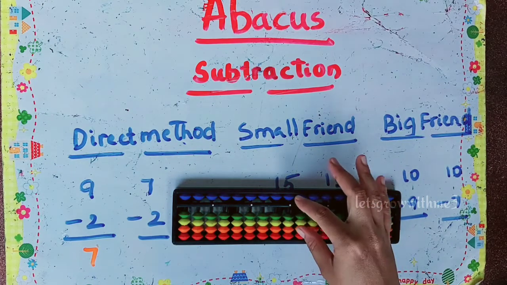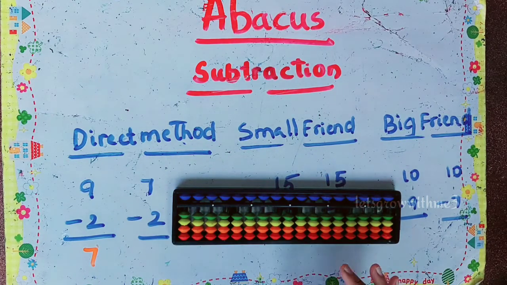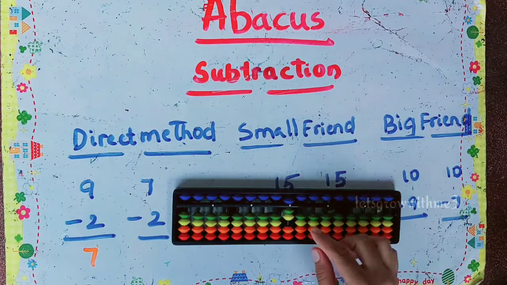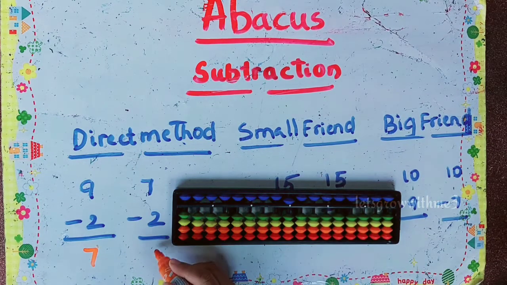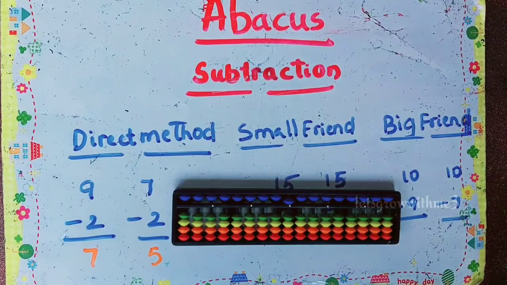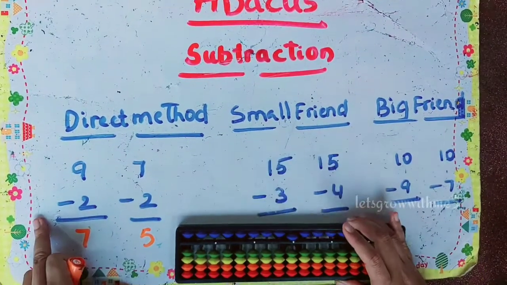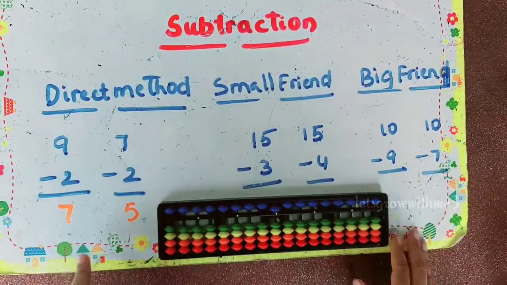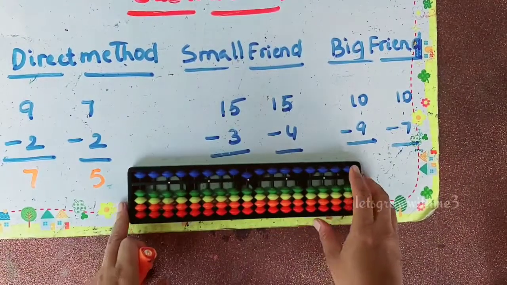Okay, next question. 7 minus 2. How to set 7? 5 plus 2, 7, then minus 2. So which is 5. So it's a direct method. No worries, we have all the values, all the beads which we should take out. So we are just removing.